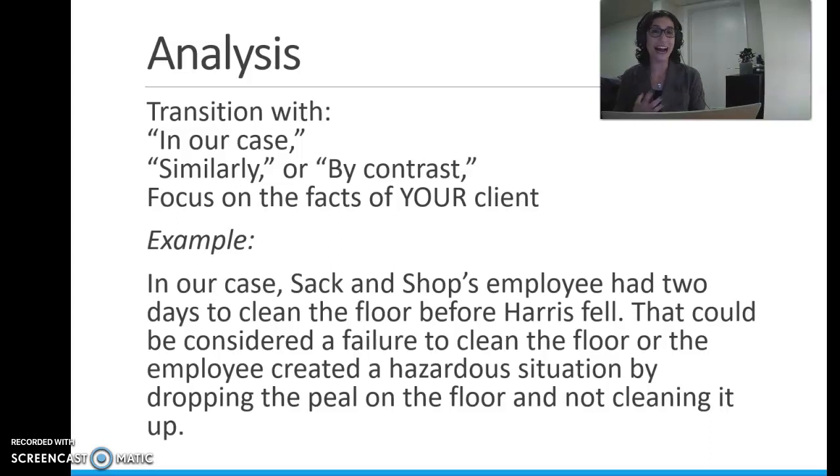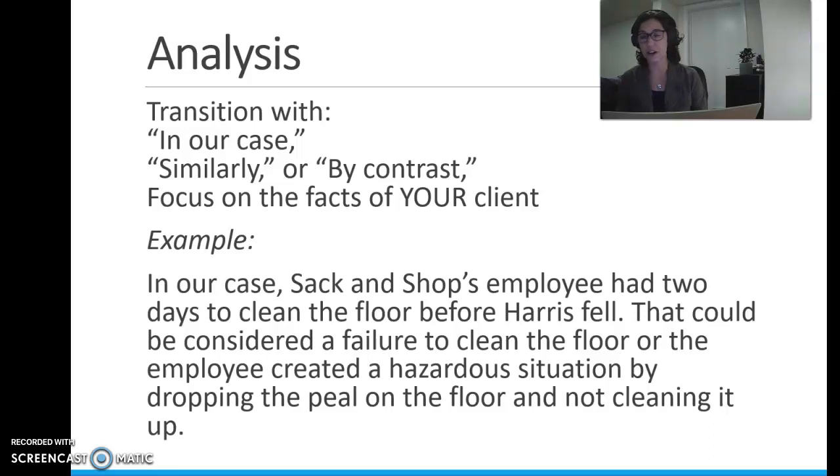It's really important to kind of highlight and explain your client's facts here so that the reader can really take a hard look at your client's facts and say, yeah, I see where what happened to this particular client will come out this way. So again, in keeping with an example from the Harris versus Sack and Shop example in your book, they use this exact transition that I recommend, which is "in our case, Sack and Shop's employee had 2 days to clean the floor before Harris fell. That could be considered a failure to clean the floor, or the employee created a hazardous situation by dropping the peel on the floor and not cleaning it up."